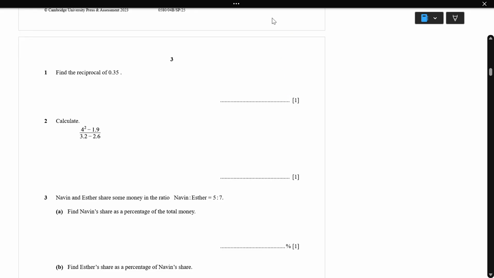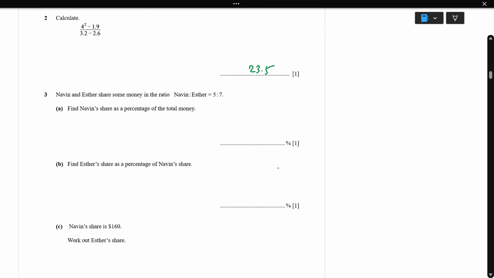Find the reciprocal of 0.35. So reciprocal is 1 divided by 0.35. Just use calculator, you will get the answer 20/7. Next, calculate 4 square minus 1.9 by 3.2 minus 2.6. Here also use calculator, just 23.5 is your answer.